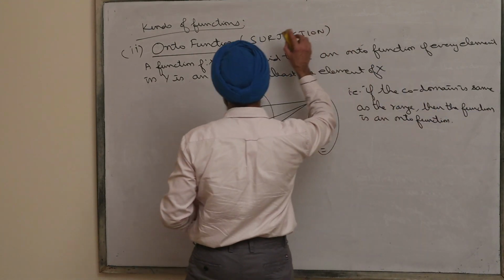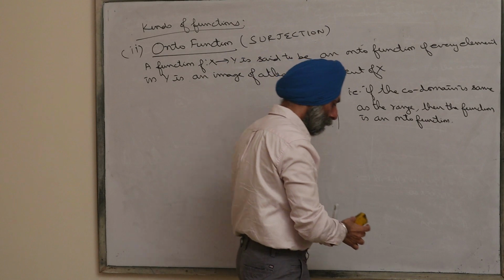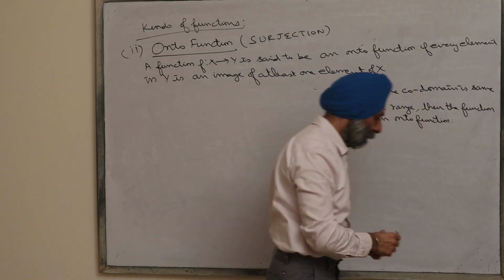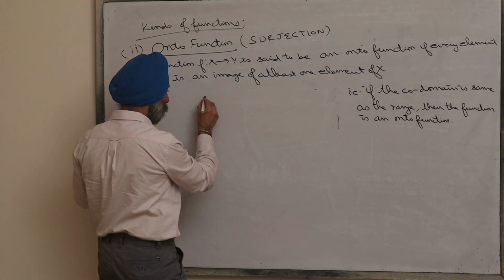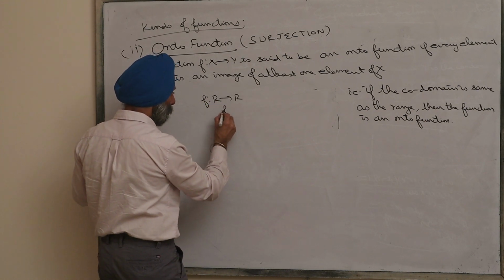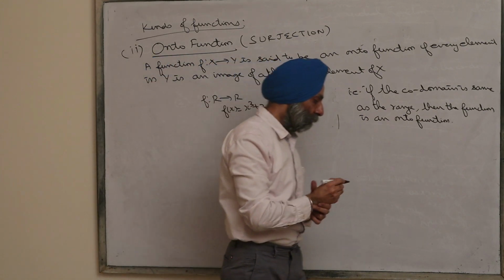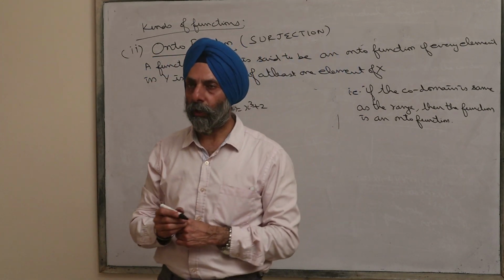Now, for example, we have to check whether the function defined from R to R given by f(x) equals x cube plus 2 is an onto function or not.